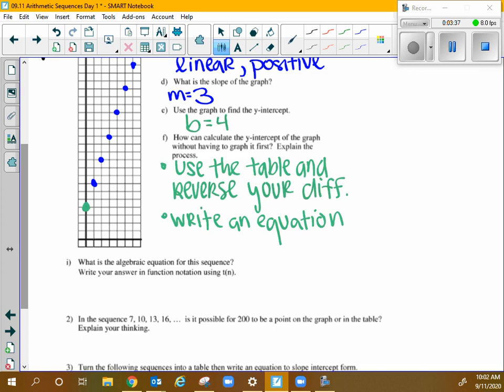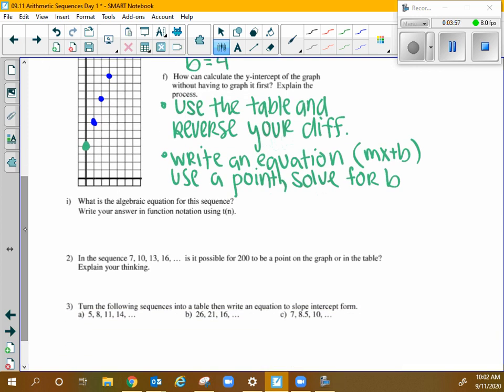So write an equation, use a point, solve for b. Good. Okay, so what was the algebraic equation for that? T of n, it's okay, it's an easy fix, equals 3n plus 4. Very good. Okay, so what you guys just did is you actually wrote an explicit rule for an arithmetic sequence.